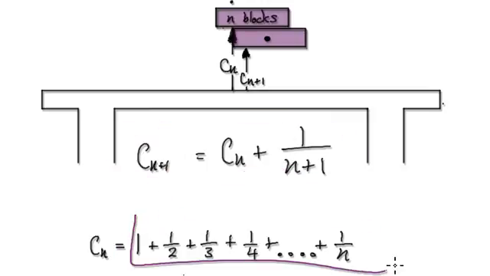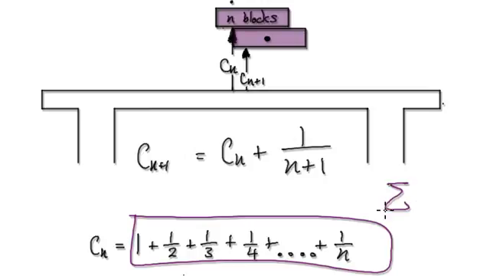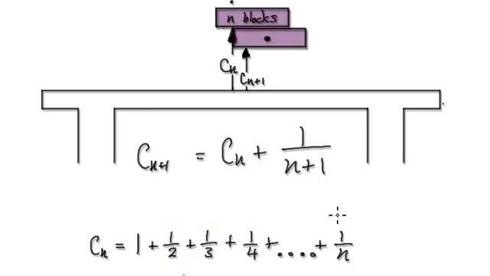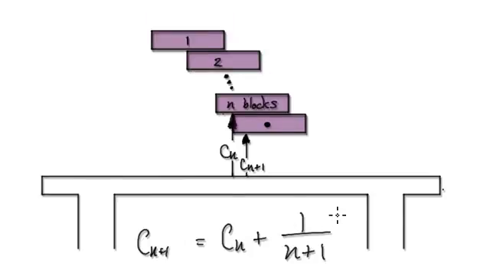This series, the harmonic series, keeps on getting bigger and bigger. It diverges. Remember the harmonic series? It keeps on getting bigger and it diverges. So what that means is that if you keep on adding blocks, your center of gravity will just keep on getting bigger and bigger. So you have the potential to go to infinity.